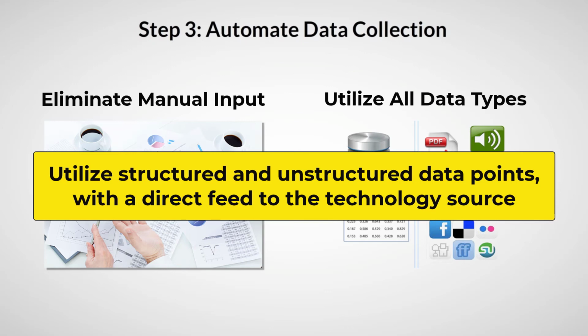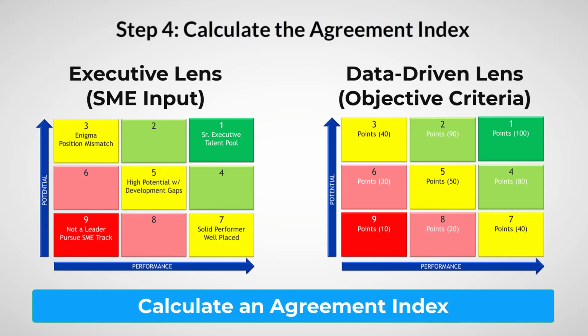So this step 3, it may seem simple, but it's critical. The automation of data collection is important so that people actually trust the data-driven 9 box is objective and fair. Step 4, and here's where the fun begins. Essentially we have 2 9 boxes. The first is your traditional executive 9 box, which is completed as part of a talent review discussion. All the executives sit in a room and they discuss the employees and calibrate them based on their personal interactions and determine where they go in the 9 box grid.